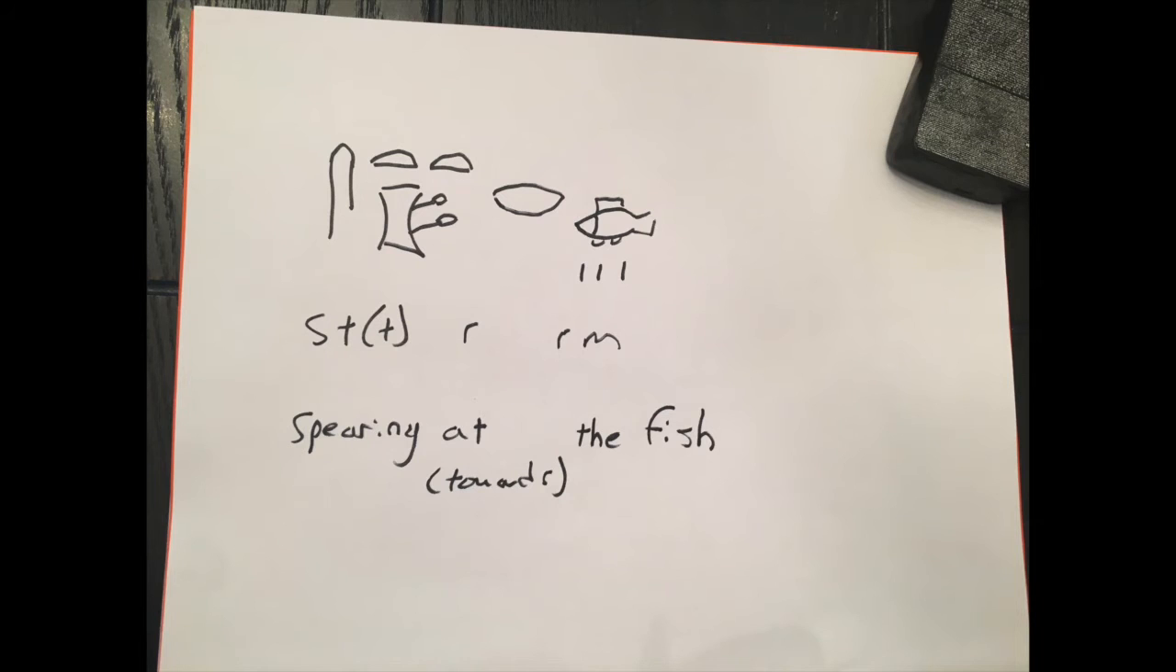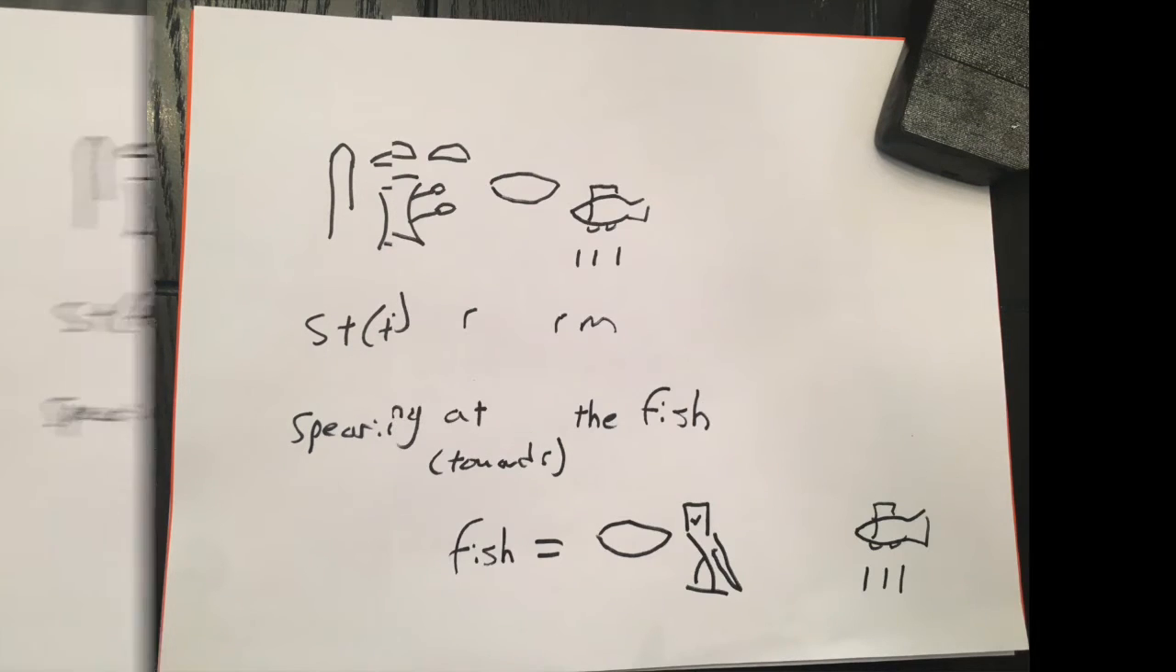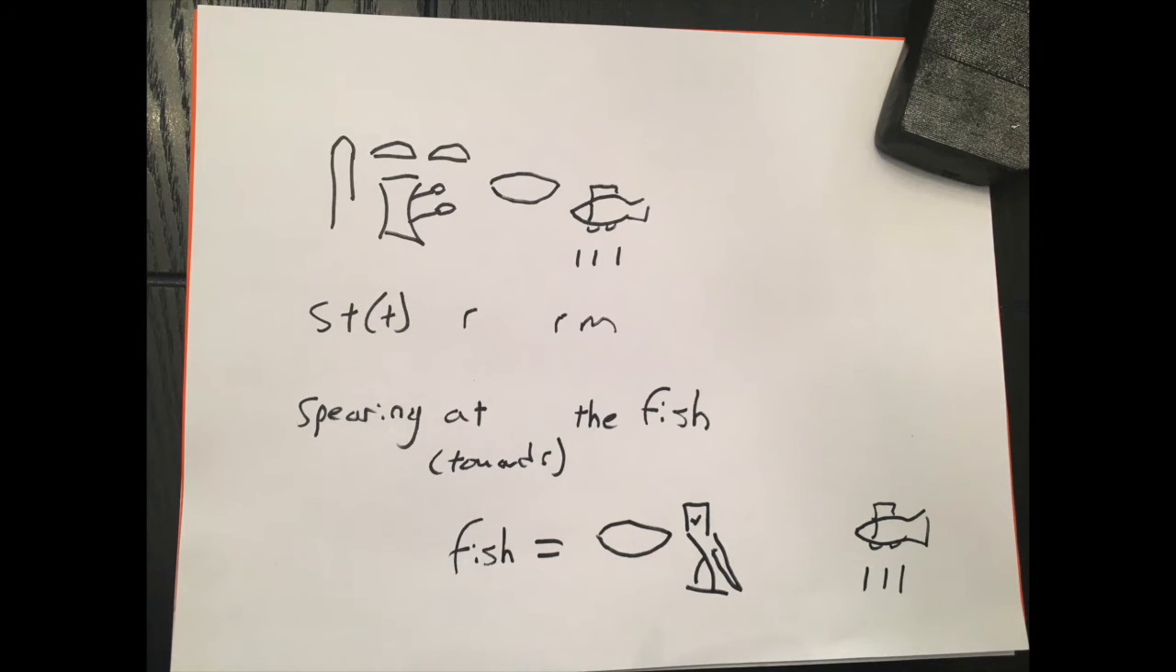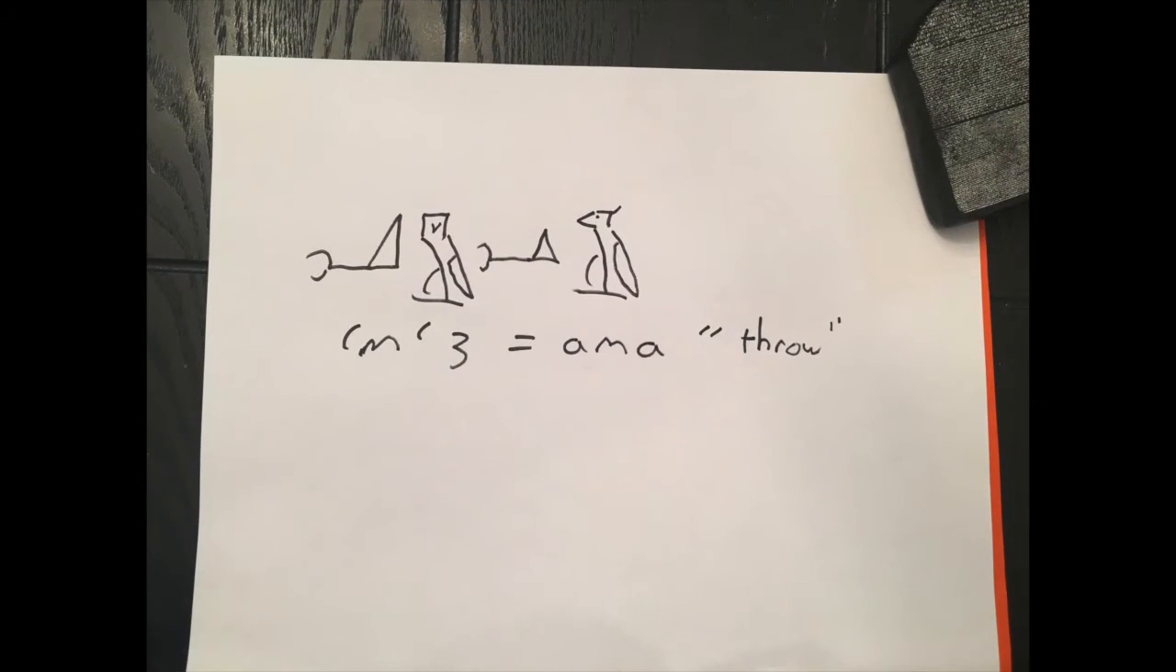Either translation is acceptable, spearing at the fish or spearing towards the fish, because the mouth R is the preposition at or towards. And again, the word fish is ram, but it can also be written with a determinative for fish with the stroke lines. If you see the stroke lines under the determinative, it means it actually is that object, not just a determinative.